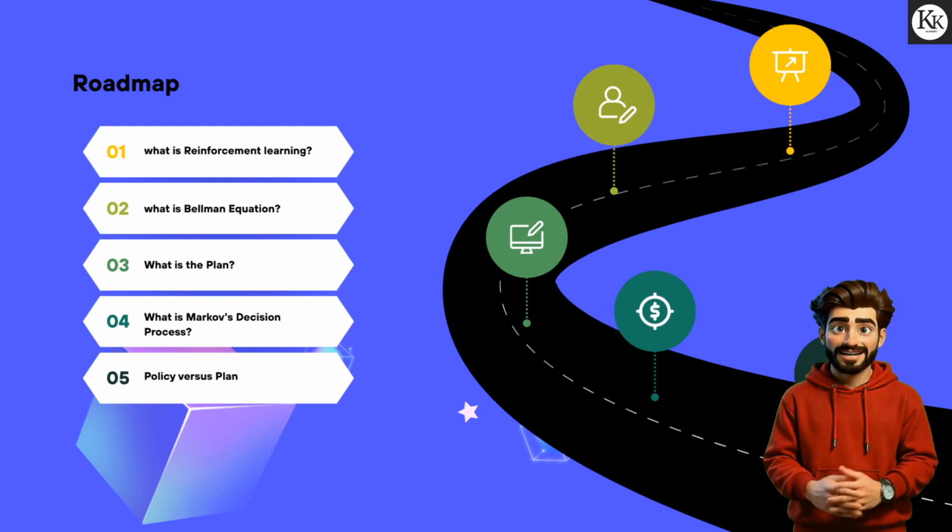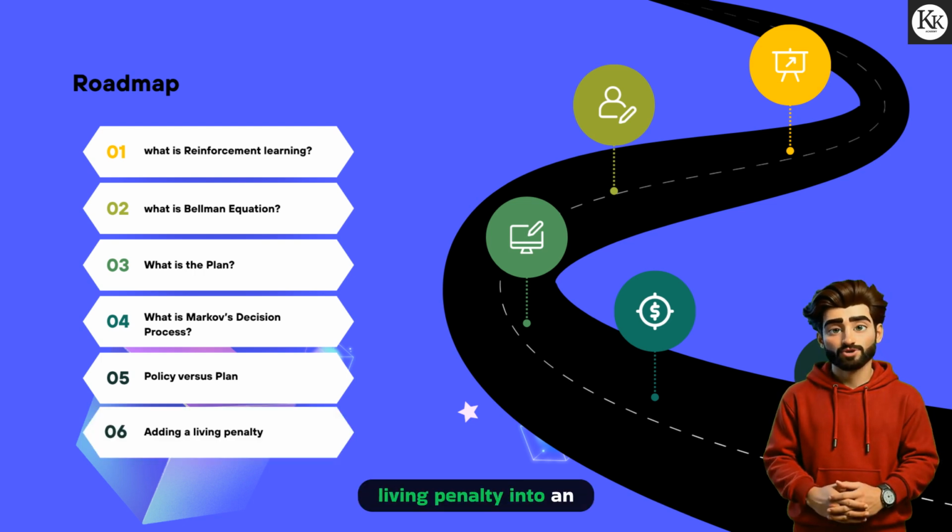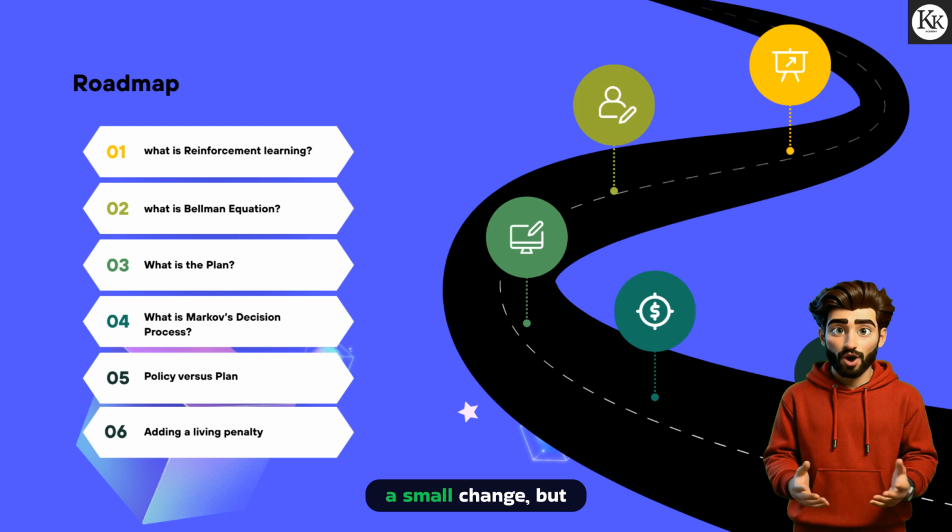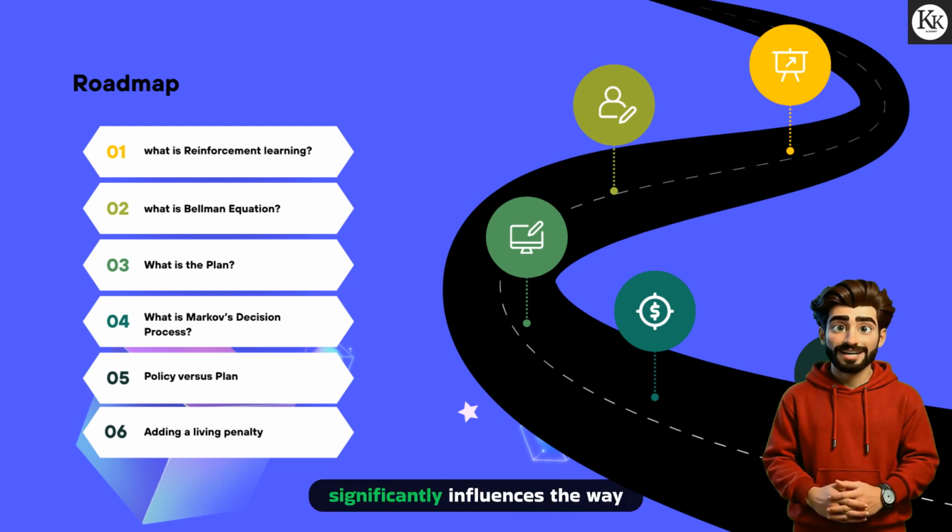We'll then explore the idea of introducing a living penalty into an environment. This may sound like a small change, but you'll see how it significantly influences the way an AI agent behaves and encourages it to find more efficient solutions.